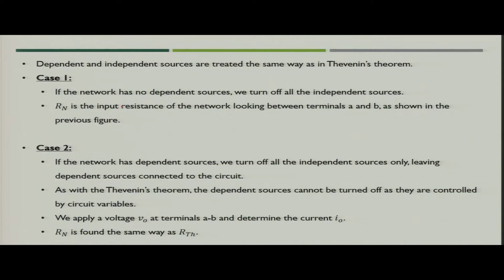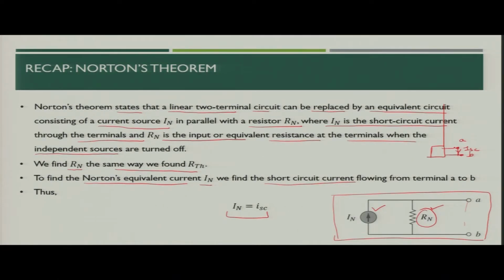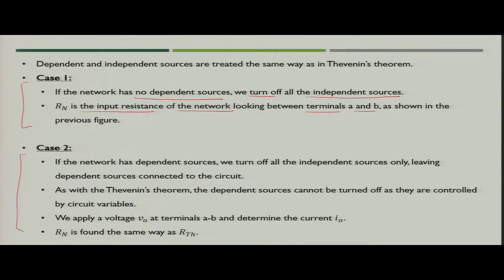Now, in the last class we discussed two cases for finding out the Norton's resistance, and we discussed the first case in detail. In case one, if the network has no dependent source, we have to turn off all the independent sources, and R n would be the input resistance of the network looking between the terminals A and B. As we saw in the previous figure, when you look through these two terminals, the resistance which you will see would be Norton's resistance. This was the case which we discussed in the last class.